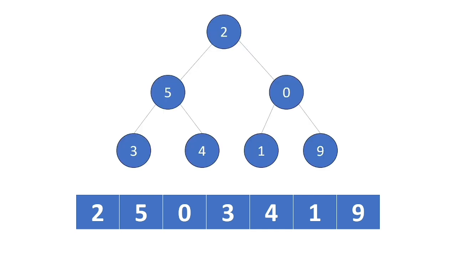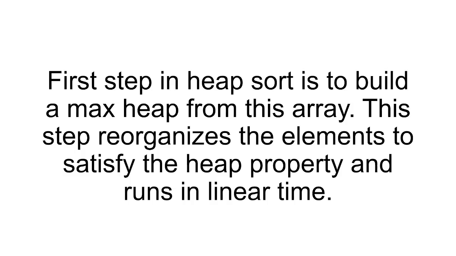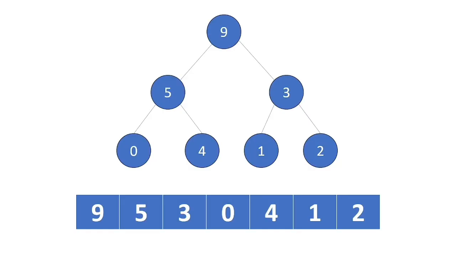We have an example of an unsorted array here, and this is its binary tree. First step in heap sort is to build a max heap from this array. So this step reorganizes the elements to satisfy the heap property, and it runs in linear time. This is the output of our sample array, and this is its max heap.